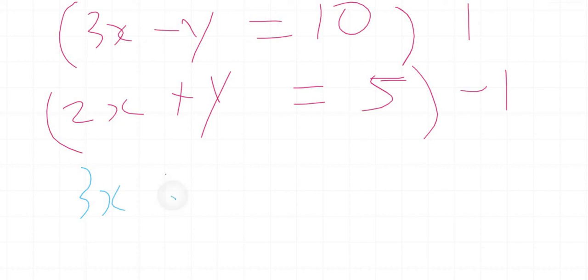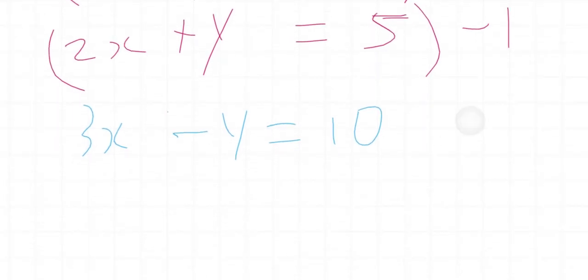3x minus y equals 10. And if I use negative 1 and multiply equation 2, all the terms will be negative, because we have 3 positives and we are multiplying by 1 negative. So everything will be a negative. So we have negative 2x negative y, equal to negative 1.